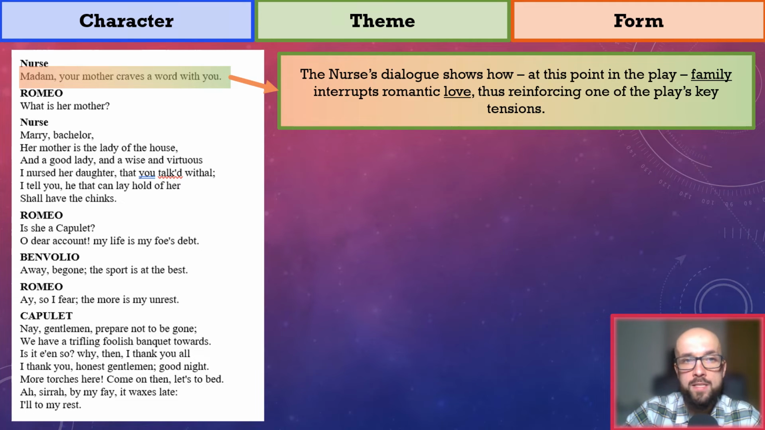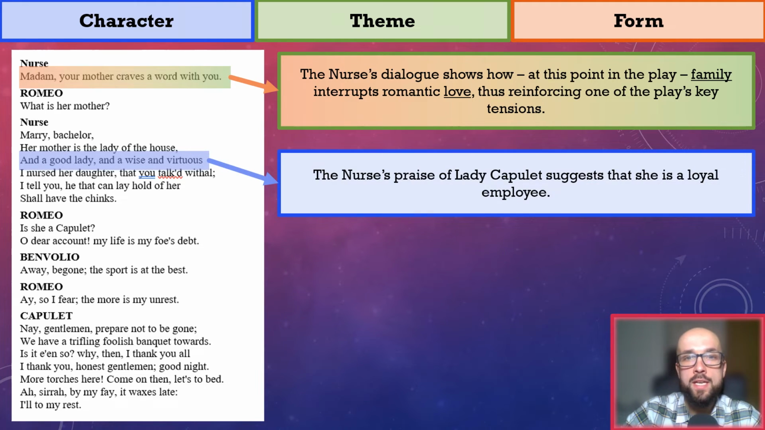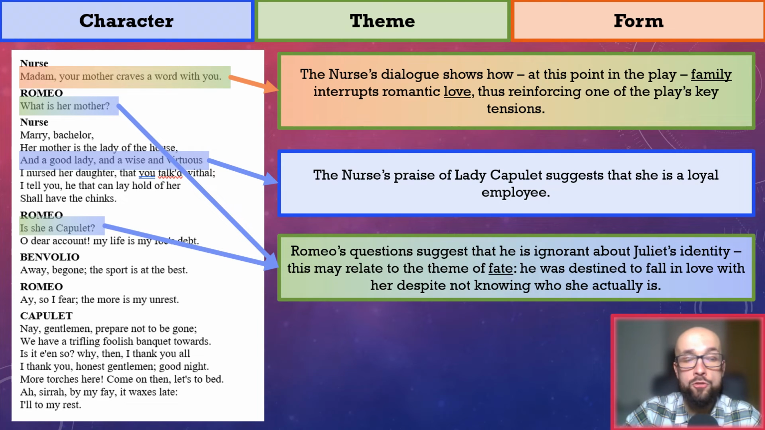Next, when the nurse speaks about Lady Capulet, we learn that she is a loyal employee because she praises her mistress with the terms good, wise, and virtuous. And third, when Romeo asks who Juliet's mother is, and asks whether Juliet is a Capulet, we learn that Romeo is ignorant about Juliet's true identity. This may relate to the theme of fate, because Romeo appears to have been destined to fall in love with Juliet, despite not really knowing who she actually is.